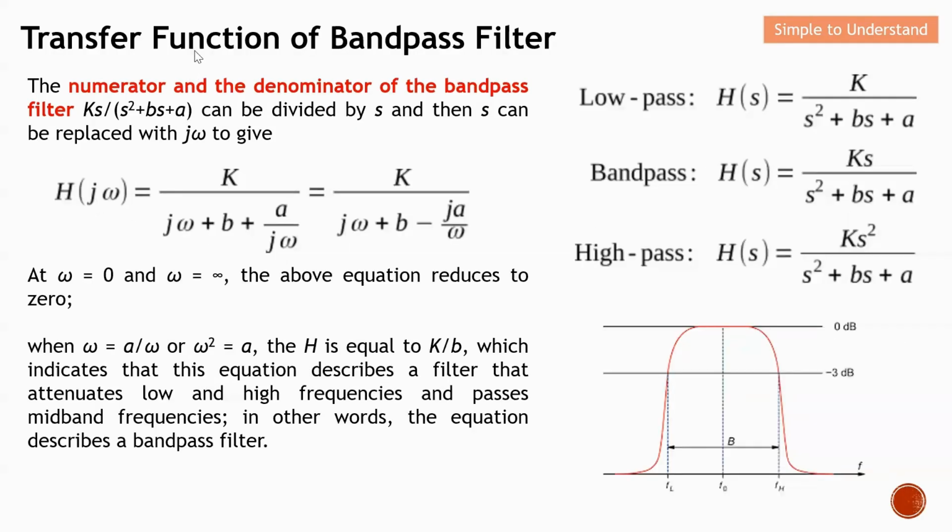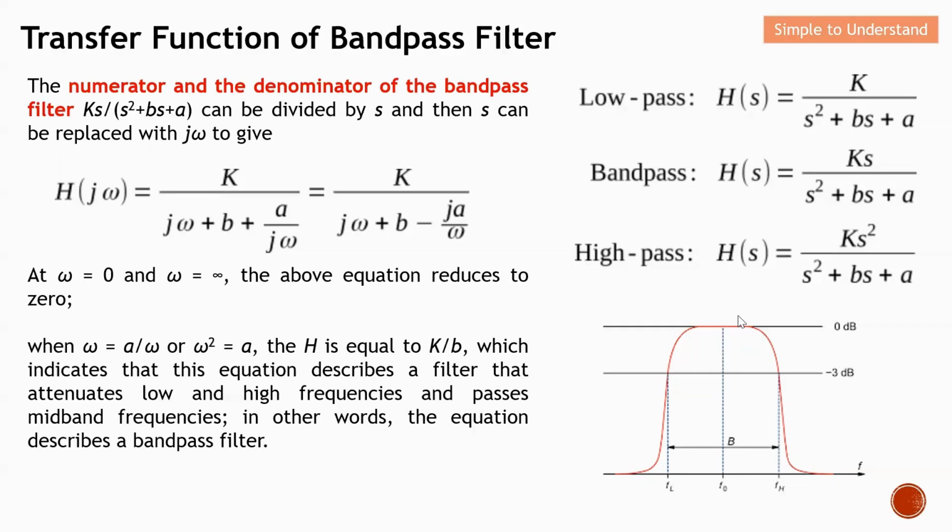Next, let me explain the transfer function of the band pass filter. This transfer function for the band pass filter is slightly complicated, so I put it last to describe. This is the frequency response of a band pass filter. This belongs to the low frequency, this belongs to the high frequency, and in the middle, they allow the signal to pass.